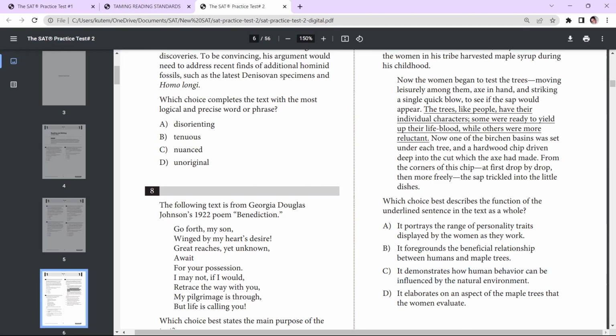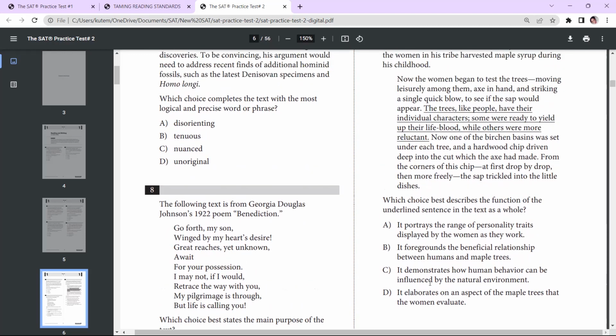D says it elaborates on an aspect of the maple trees that the women evaluate, which is true, right? It says the women were hitting them, some would release sap, some wouldn't. So that was an aspect of the trees, and that's what makes D correct. You wouldn't be able to get that if you just read the sentence without reading the first part and keeping the main idea in mind. So always be sure to pay attention to the context and make sure that your answer is actually giving a function. Do we have any questions here before we move on?